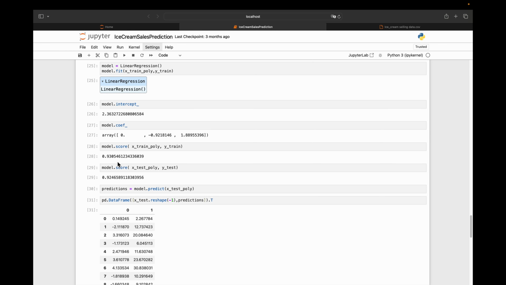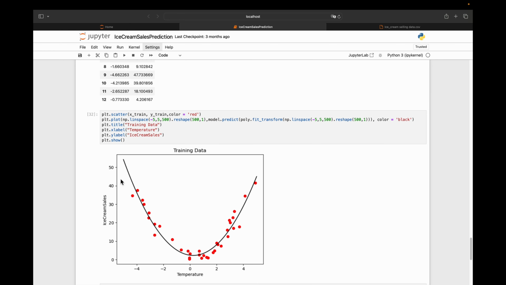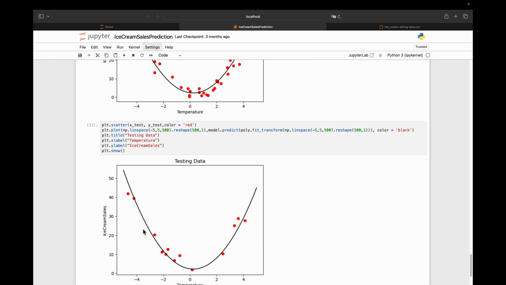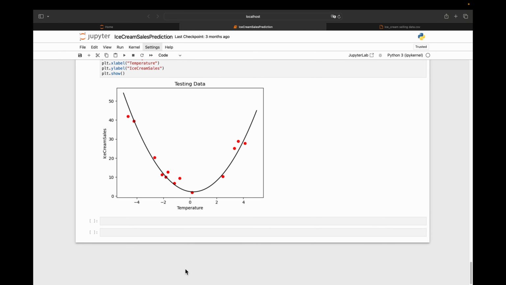And now if you observe the training score, it is 0.93. And what is our testing score? It is 0.92. So that means it is really good, right? And these are my predictions. And now if you observe the graph, it is looking like this. To these points, we are trying to fit some U-shaped curve like this. And similarly, for these testing points, we are trying to fit some U-shaped curve like this. So like this, we can use polynomial regression and we can solve some of the complex problems, or some of the problems for which the data is not linear.